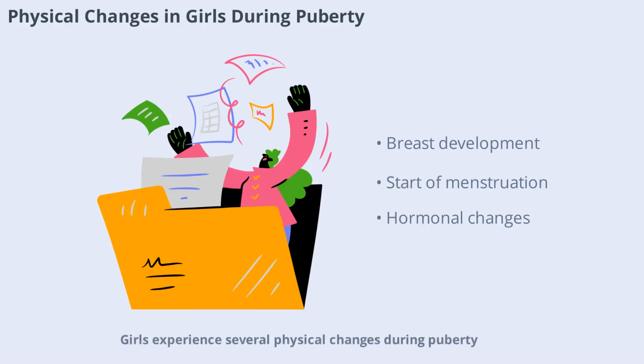Girls experience several physical changes during puberty, such as breast development, widening hips, and the start of menstruation. These changes are caused by hormonal shifts in the body. Maintaining good hygiene, eating a balanced diet, and staying active are important for health during this time. Understanding these changes and their causes helps you answer exam questions and support your own well-being.